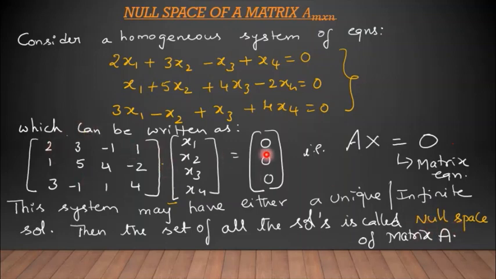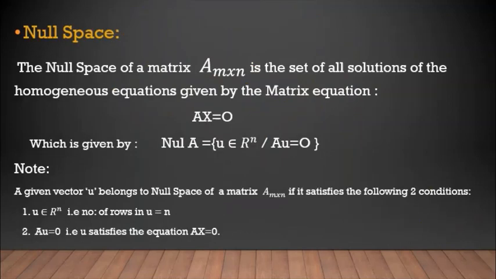Now let us define the null space of a matrix. Definition of null space: the null space of a matrix A of order m by n is the set of all solutions of the system of homogeneous equations given by the matrix equation Ax is equal to 0. That means if you take a matrix A of order m by n, that means m rows and n columns, obtained from the homogeneous system of equations, which can be solved by the matrix equation Ax is equal to 0, then the solutions of this matrix equation give us the null space. It is denoted by null A.